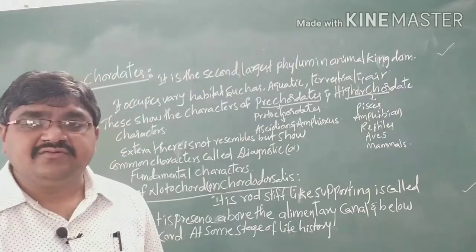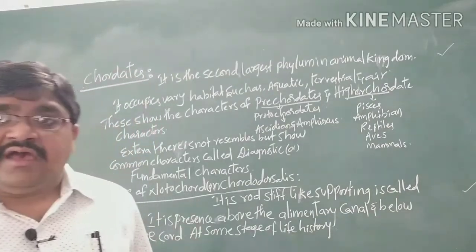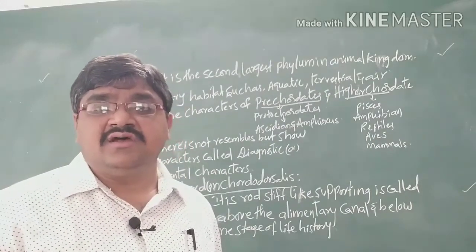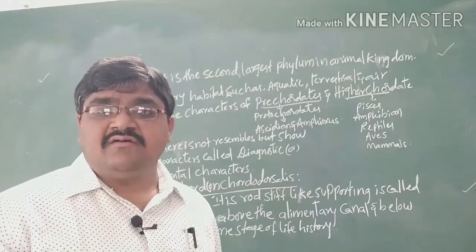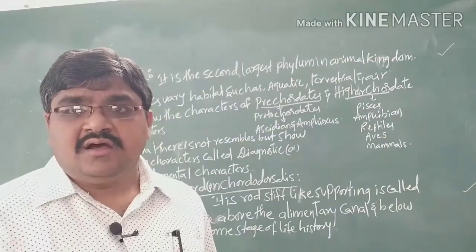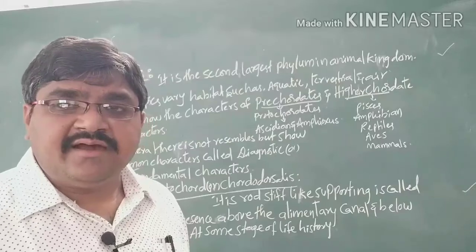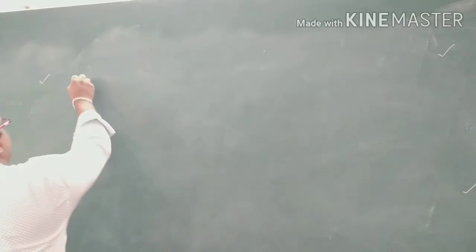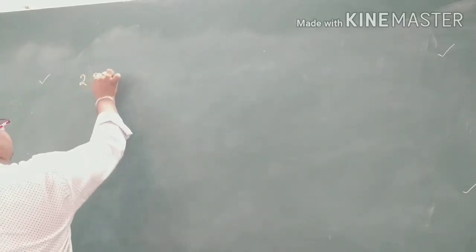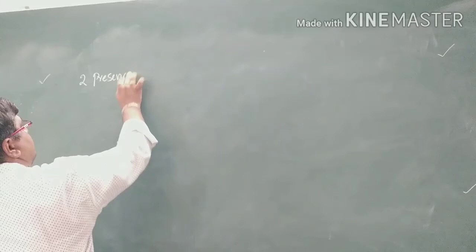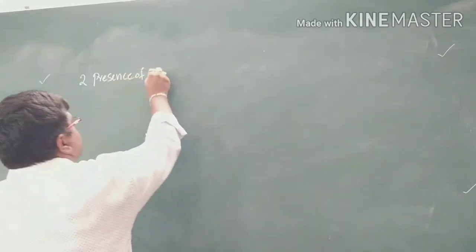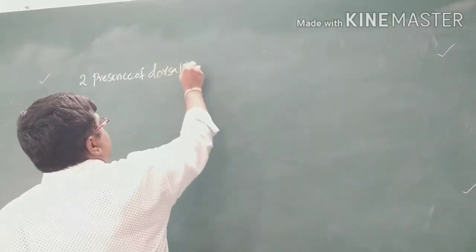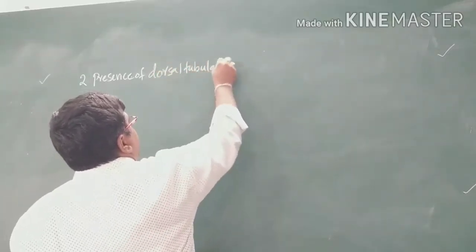Next, coming to the second one, the presence of a dorsal tubular nerve cord. And the next one is the presence of a ventral heart. These will be discussed one by one now. So the second one is the presence of a dorsal tubular nerve cord.